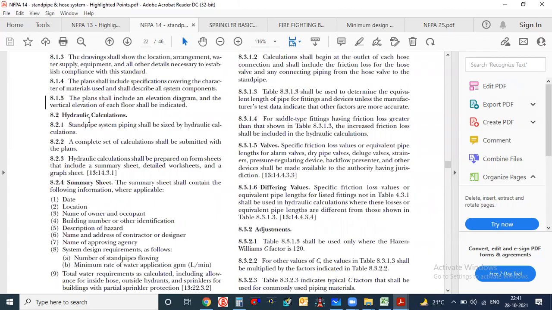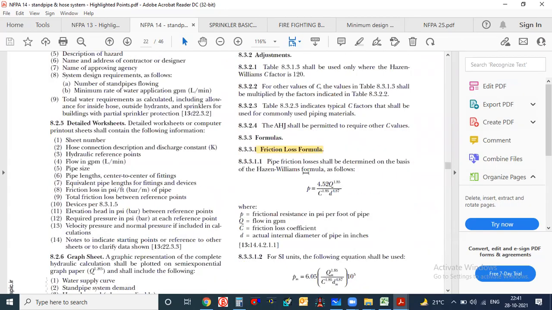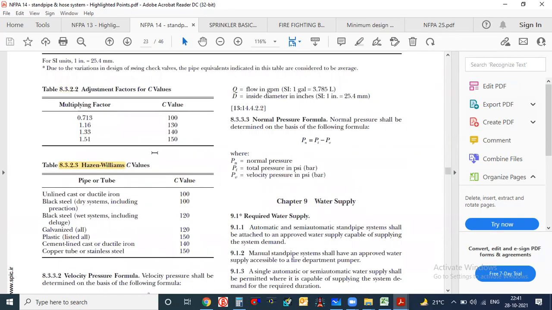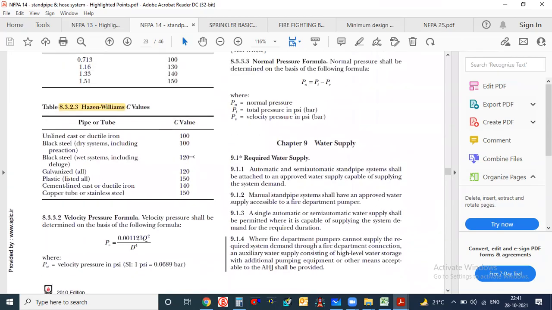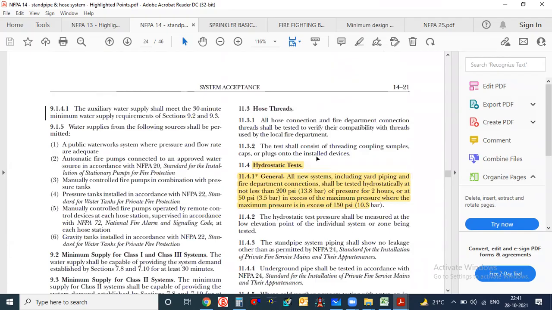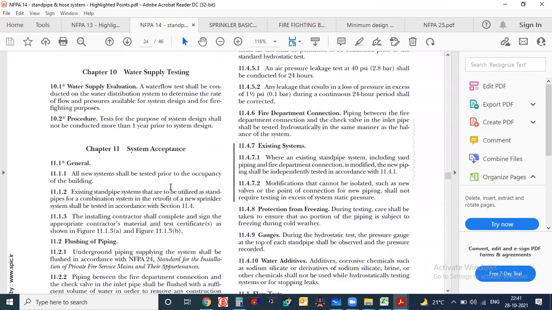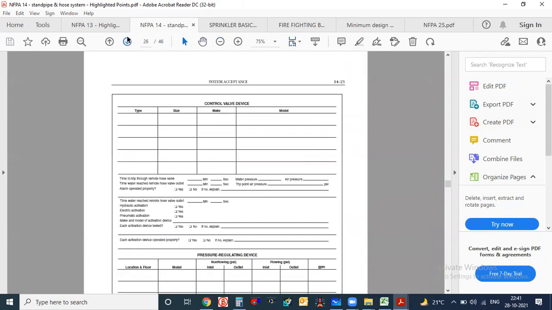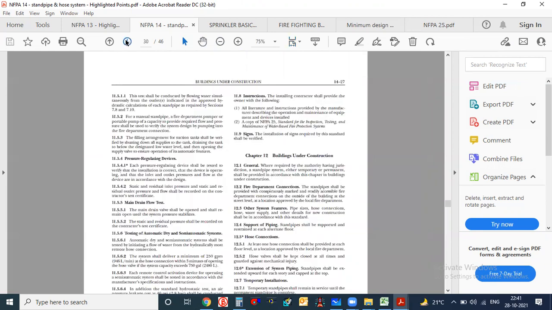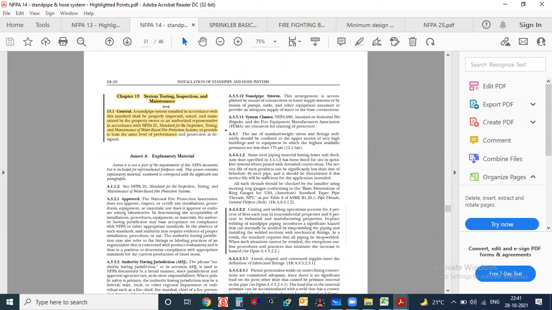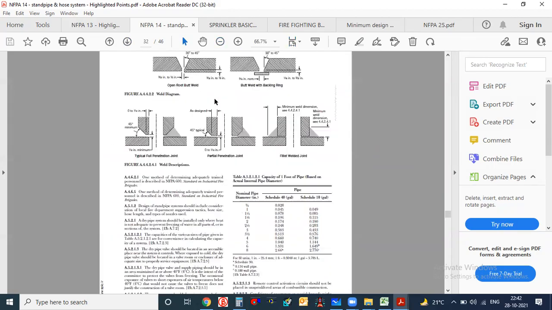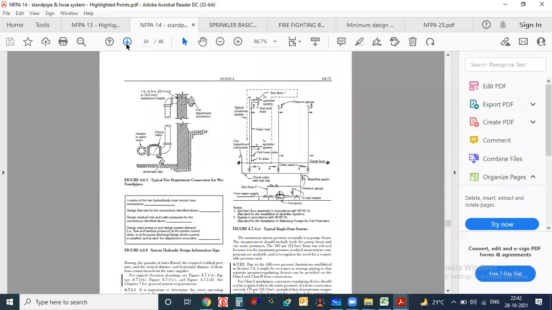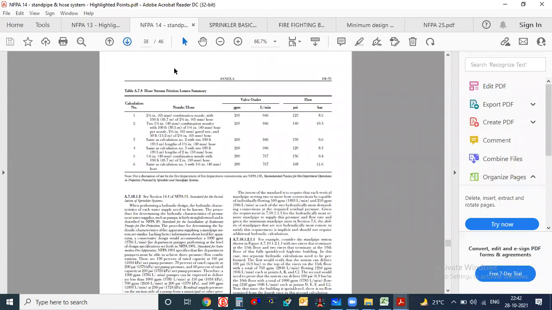Again, they will talk about the same hydraulic calculation, what we have seen in NFPA 13. Same Hazen-Williams formula and same equivalent pipeline chart. C values, Hazen-Williams formula, and K factor is not given. Water supply. Okay, hydrostatic test. Everything remains same. System acceptance. Nothing is different, everything is the same, whatever we have seen. System testing, NFPA 25. And I think, see, the same acceptable arrangement, everything remains same only. So most of the things are given same in NFPA 13 and 14.